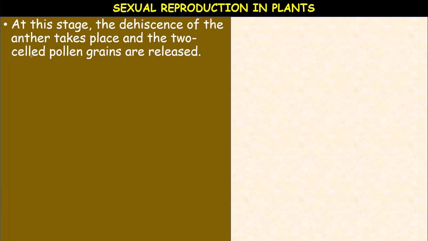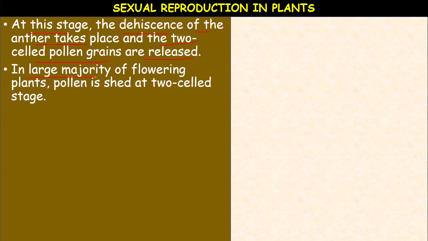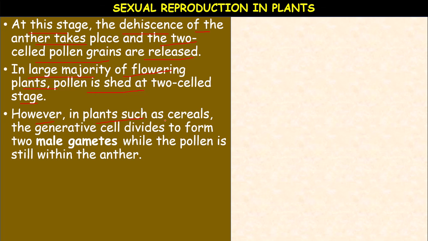Next, at this stage, mature pollen grains are formed. Now dehiscence, breaking of the anther, occurs. The anther dehisces and the 2-celled pollen grains are released. In a large majority of flowering plants, pollen is shed at a 2-celled stage. However, in plants such as food grain crops, the generative cell divides to form 2 male gametes while the pollen is still within the anther.